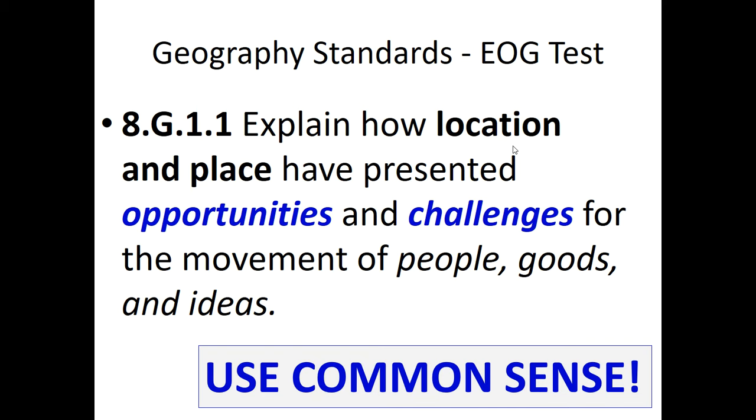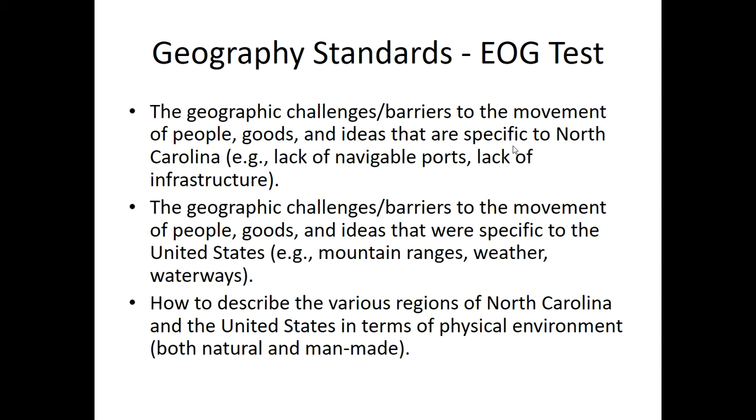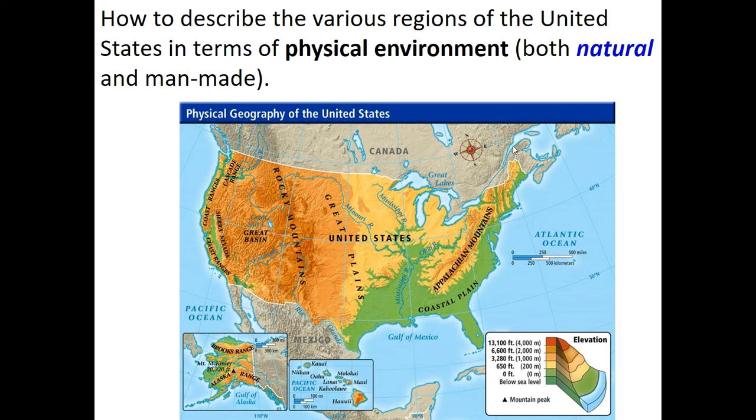So we're looking at geography, and we're looking at different opportunities related to geography and different challenges that people have faced in terms of geography. I'm not going to read all this right here. You don't need to hear it. So how to describe, this is one of the things that you need to be able to do as a geography standard of learning, and that is to describe the various regions of the United States. So the different places in the United States based on the physical environment. What makes the different parts of America different in terms of physical environment?